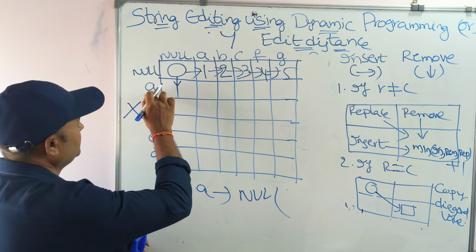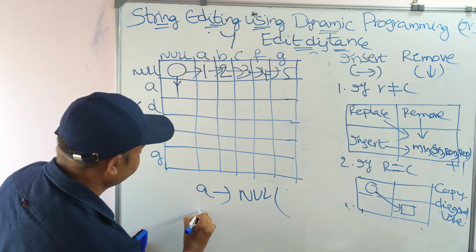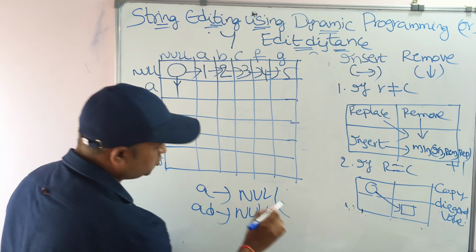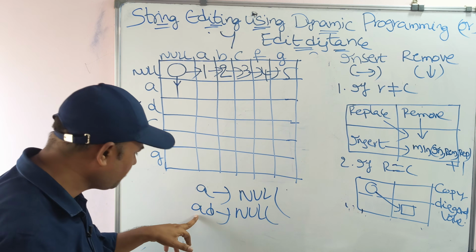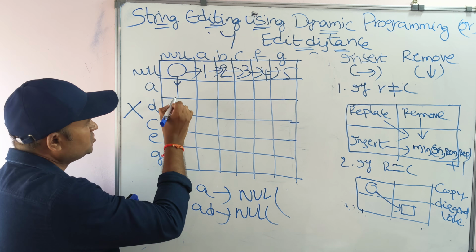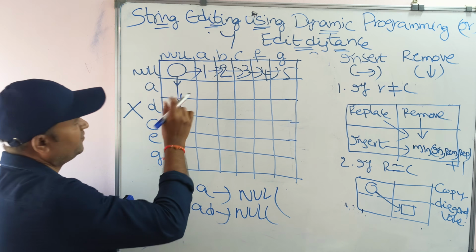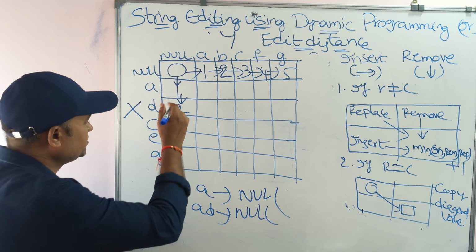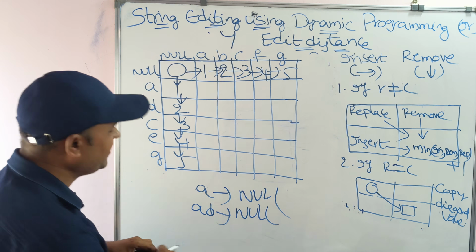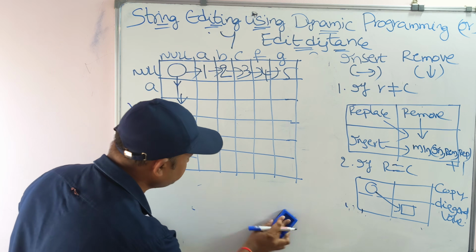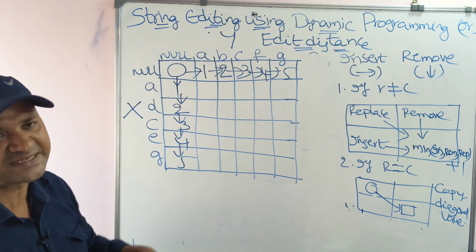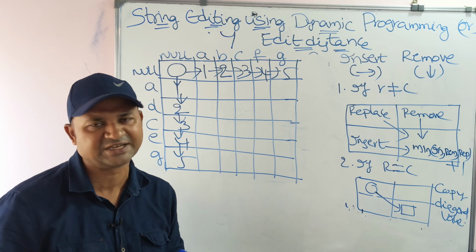Next, the source string is AD, whereas the destination string is null. So how many operations are required? We have to remove this A as well as this D. So 2 operations are required. So deletion means vertical arrow. Next, 0, 1, 2, 3, 4, 5. So likewise we have to fill the first row as well as first column. If we take any example, then the first row and the first column is these numbers only: 0, 1, 2, 3, 4, 5. Like that only we have to write.